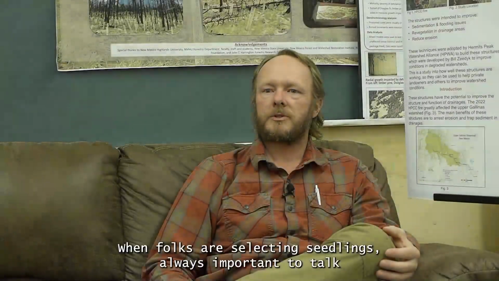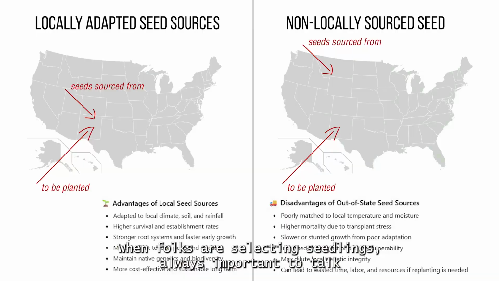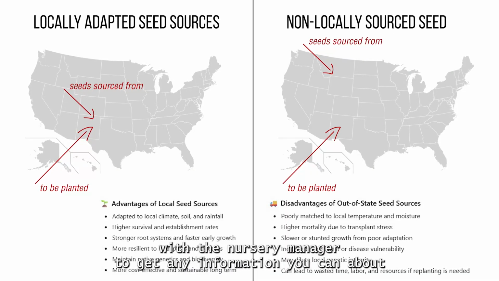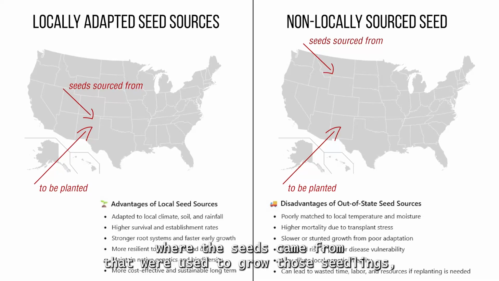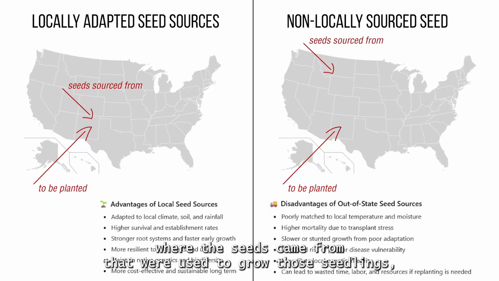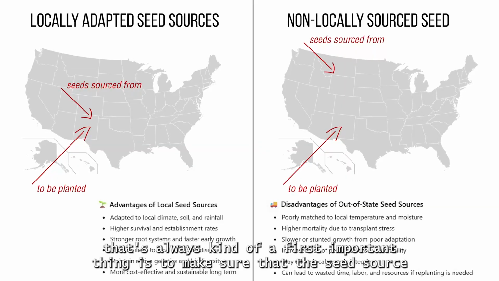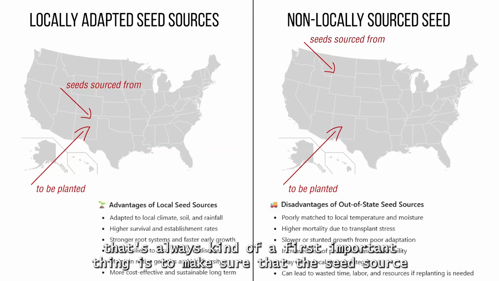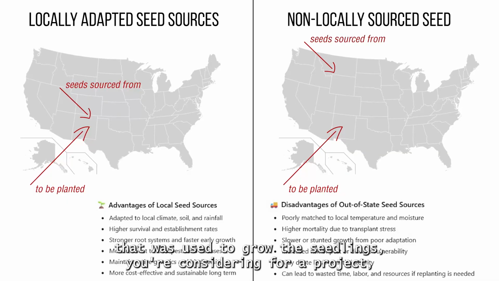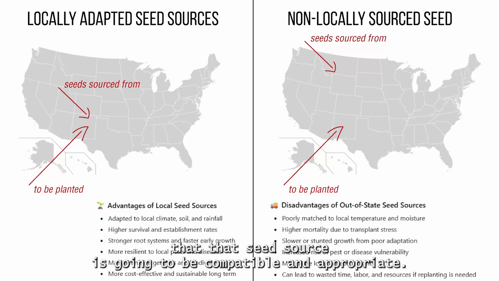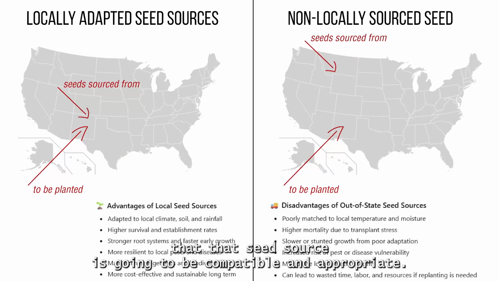So when folks are selecting seedlings, it's always important to talk with the nursery manager to get any information you can about where the seeds came from that were used to grow those seedlings. That's always kind of a first important thing, to make sure that the seed source used to grow the seedlings you're considering for a project is going to be compatible and appropriate.